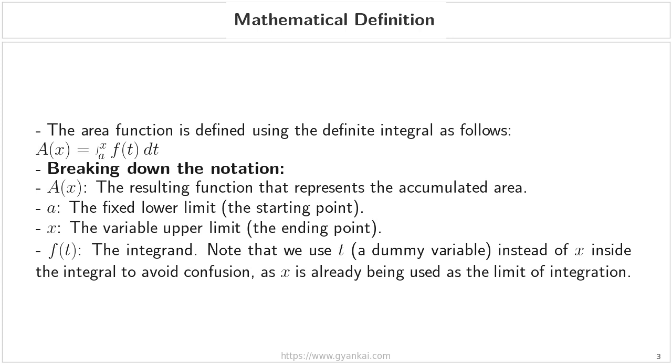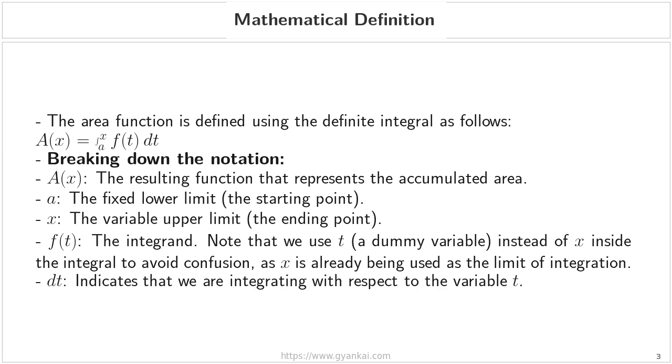Inside the integral, we have f(t). This is the integrand, the function that defines the curve whose area we're finding. Now pay close attention here. We're using t instead of x inside the integral. This is really important. t is what we use as a dummy variable. It's just a placeholder for the variable of integration. We use t because x is already taken as the upper limit of integration. If we used x inside the integral and as the upper limit, it would create confusion and ambiguity.